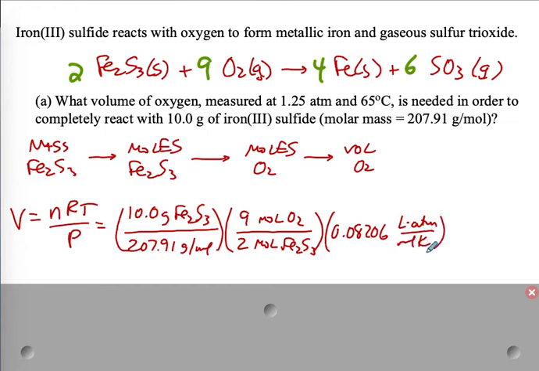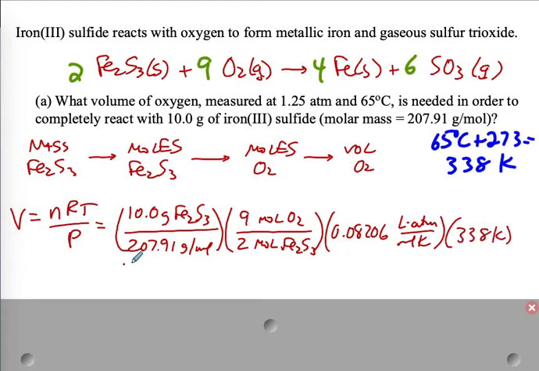Oh, look, what did I forget to do? I forgot to convert from Celsius to Kelvin, so let's do that. 65 degrees Celsius plus 273 gives me a temperature of 338 Kelvin. All of that divided by the pressure at which I measure the O2, which is 1.25 atmospheres.